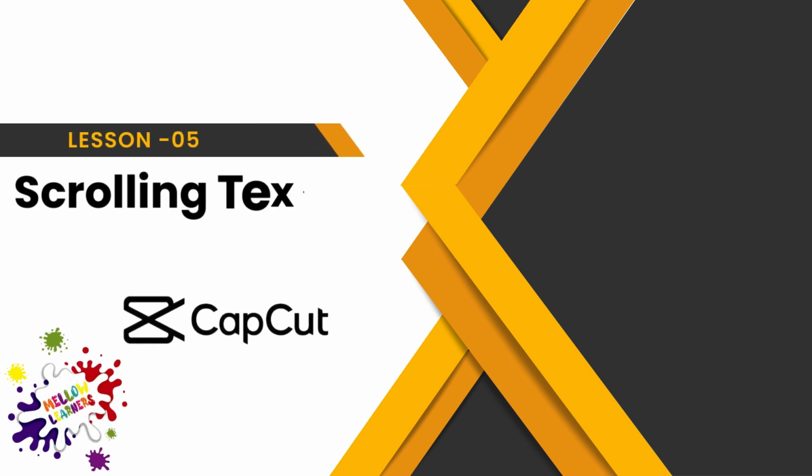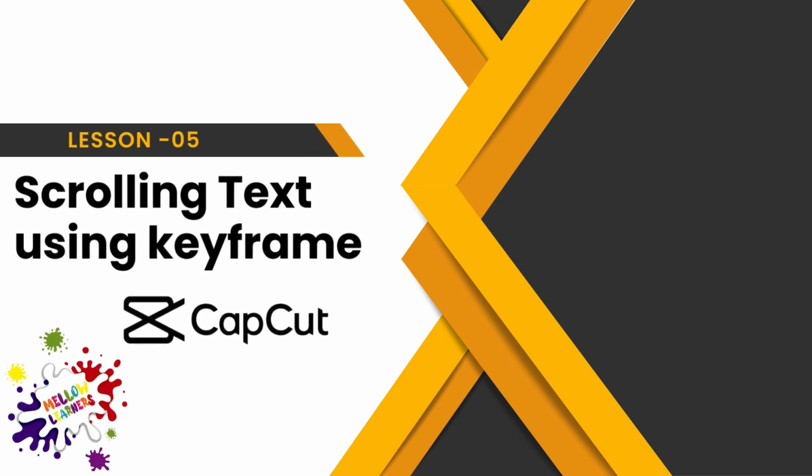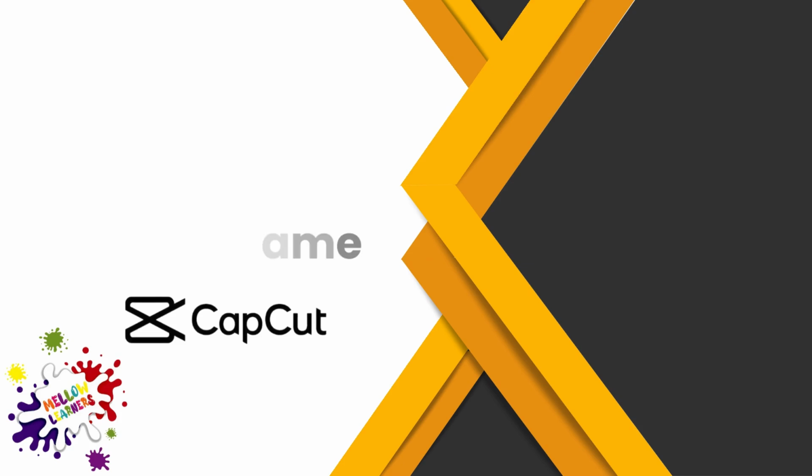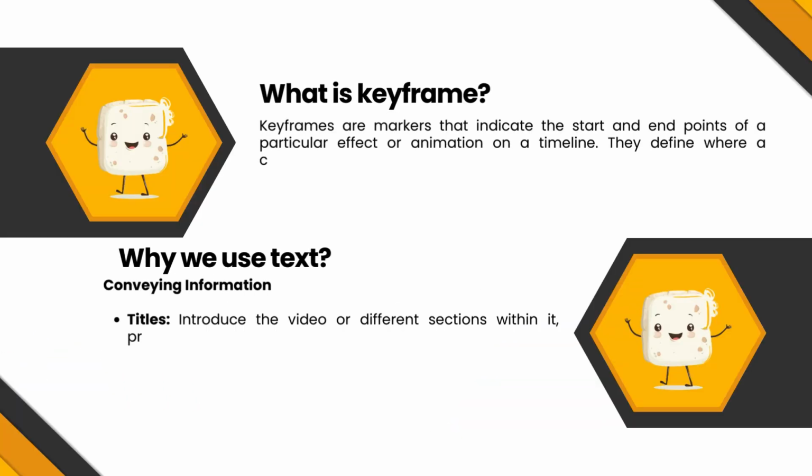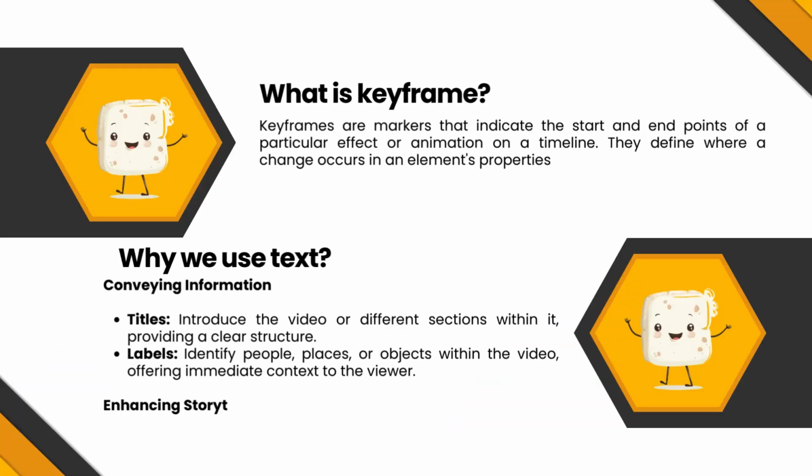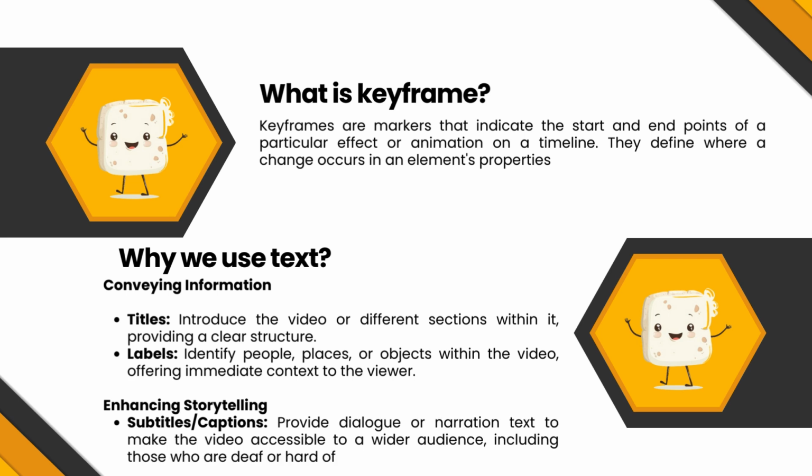Lesson number 5, Scrolling Text using keyframe in CapCut. What is keyframe? Keyframes are markers that indicate the start and end points of a particular effect or animation on a timeline. They define where a change occurs in an element's properties.